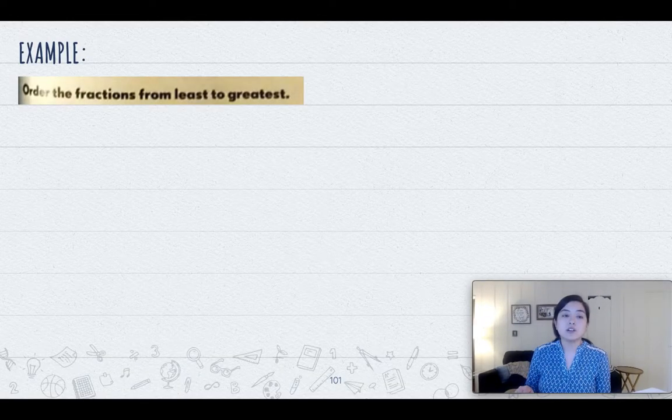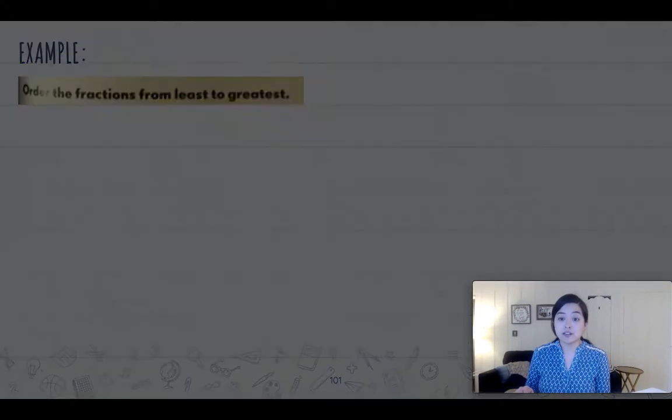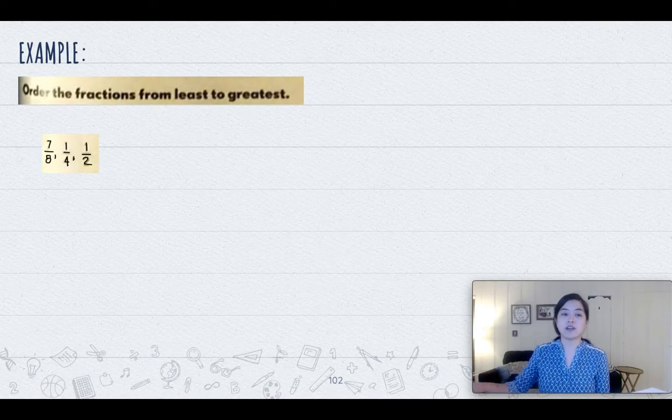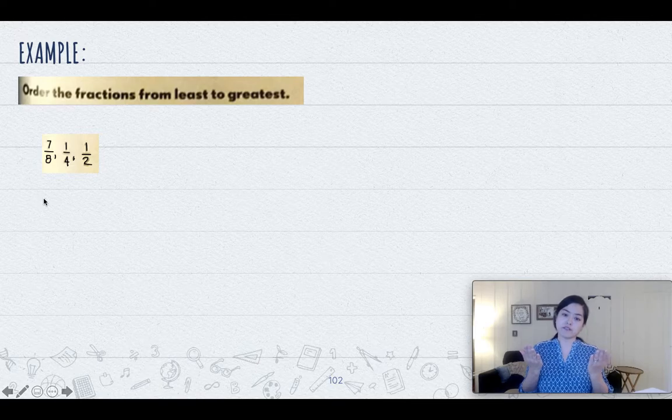Okay, so now we're going to order the fractions from least to greatest. So look at these 3 fractions. We have 7/8, 1/4, and 1/2. Are these 3 fractions like fractions or unlike fractions? They're unlike fractions because they have different denominators. You see that? 8, 4, and 2. They're different, so they're unlike fractions.